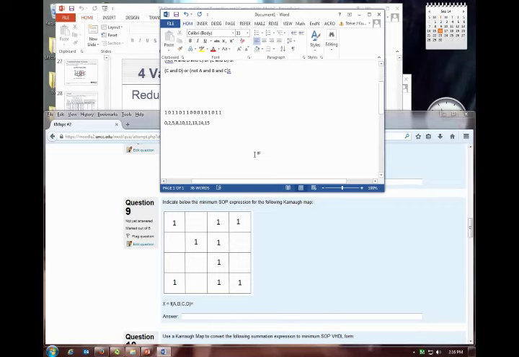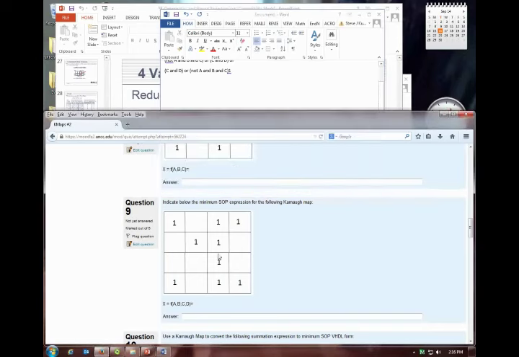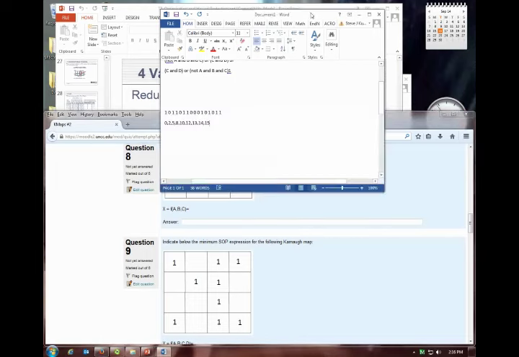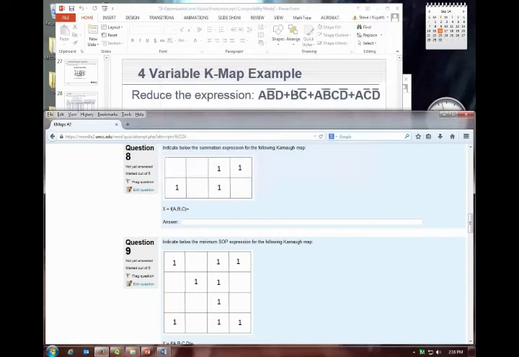So that's the way you're going to be entering them now. You're going to be giving me the cell numbers, okay? And that's called the summation form. And now that's a standard way of doing it. That's why I've changed to that. So you'll see that on these where that's what you've got to do. So here it says indicate below the summation expression for this Carnot map. So for this one it would be 1, 4, 6, 7. And that tells me I know now exactly where the ones and zeros are.